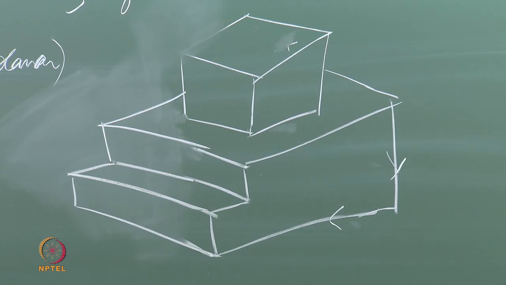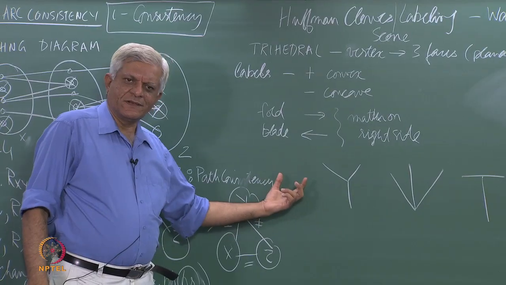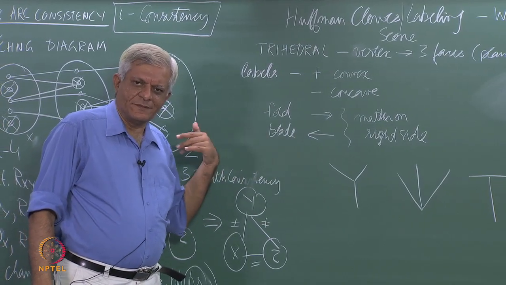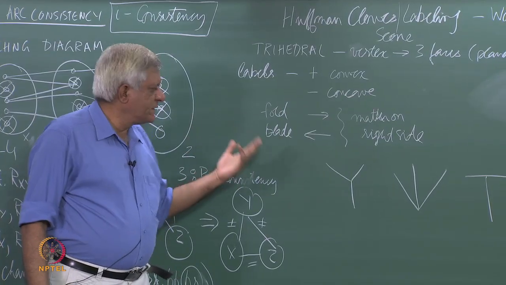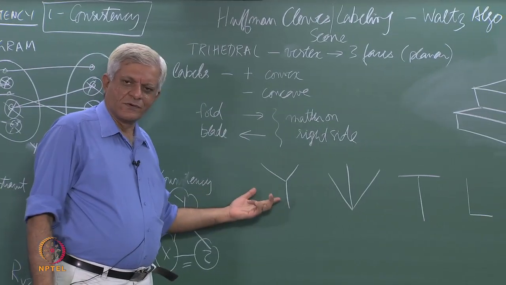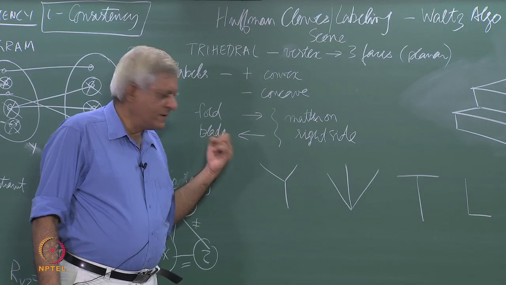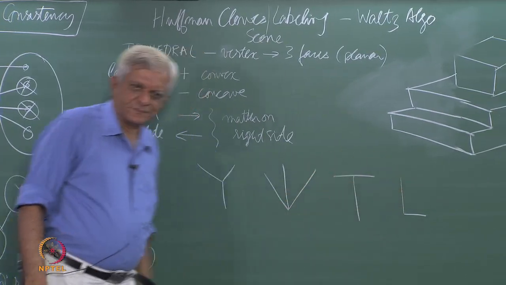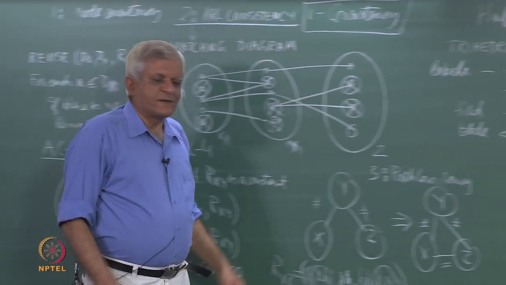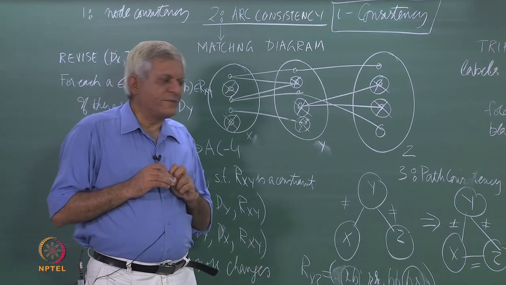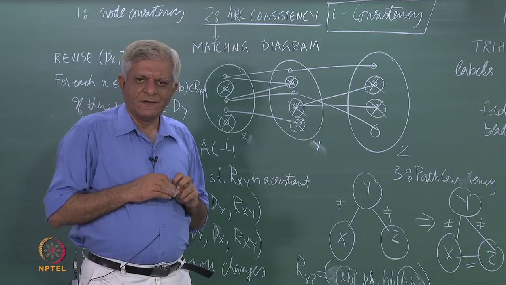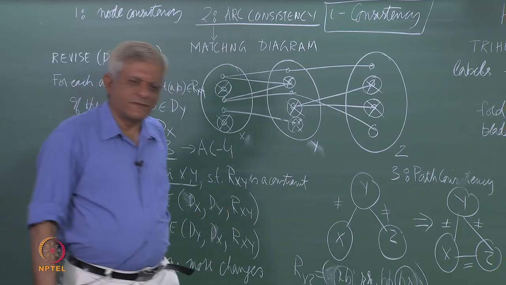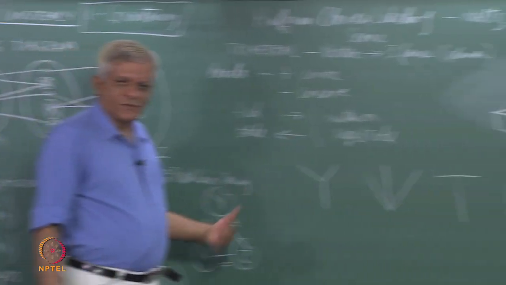Now, any vertex with 3 edges coming to it, in principle can be labeled in 4 into 4 into 4, 64 ways. So, 64 plus 64 plus 64 plus 16. But because these objects are trihedral, we know that they can be labeled in fewer ways.